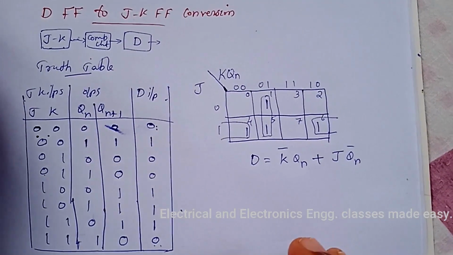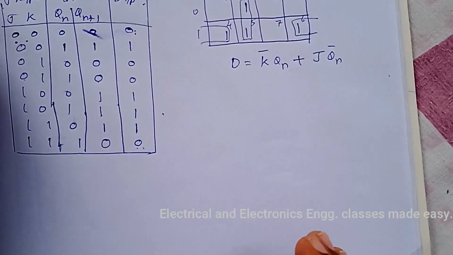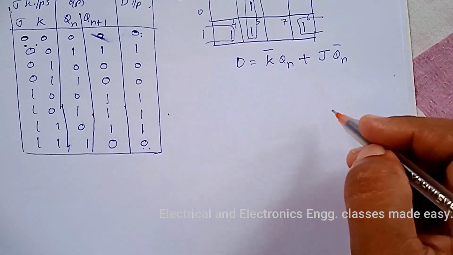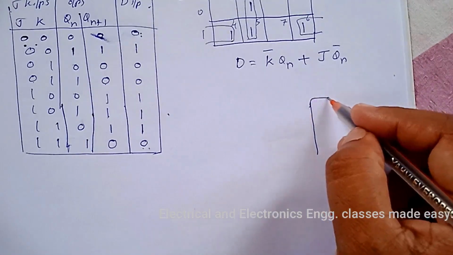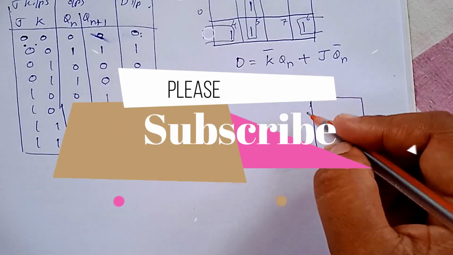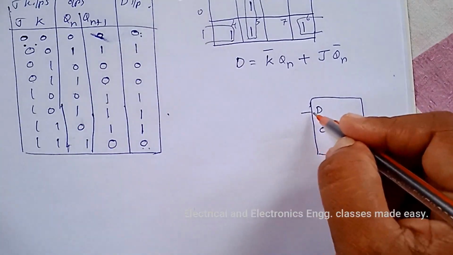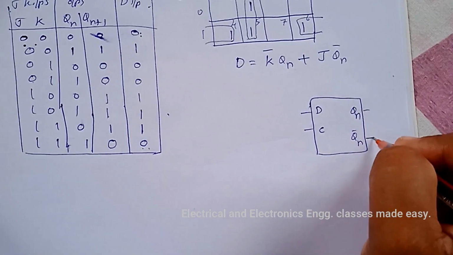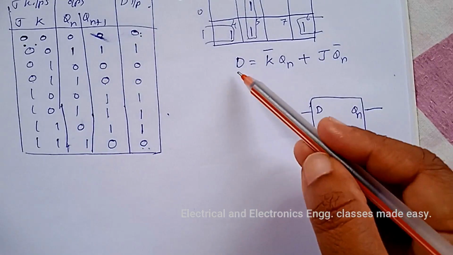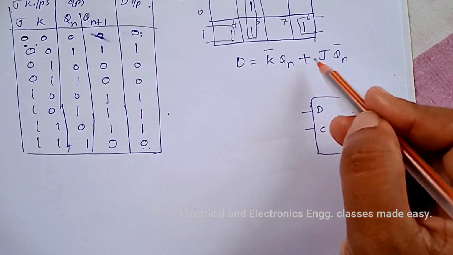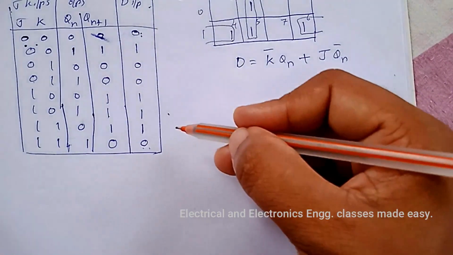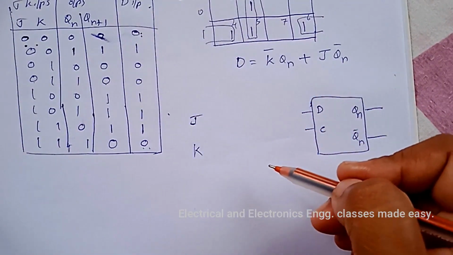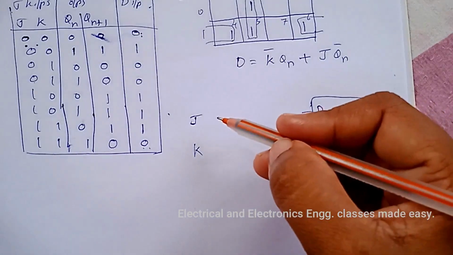Now we can draw the logic diagram. So the actual flip-flop is D. So first of all draw the D flip-flop. So this is D, then clock, then Qn and Qn bar are the outputs. And D is equal to K bar Qn plus J Qn bar. So J and K are the required flip-flop inputs.